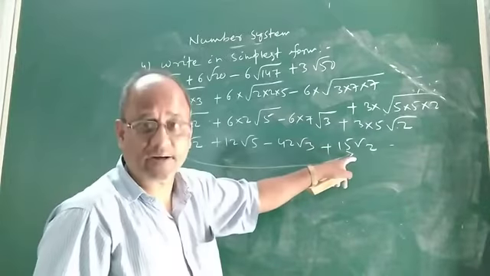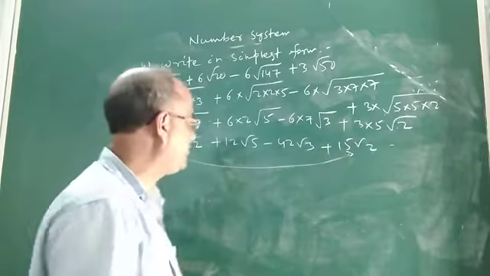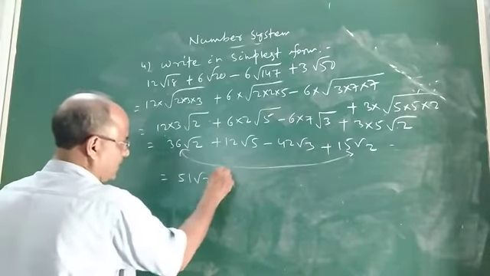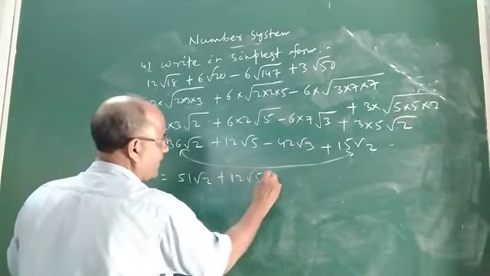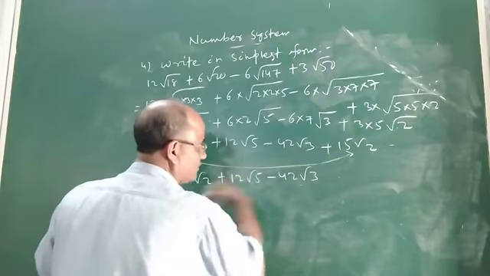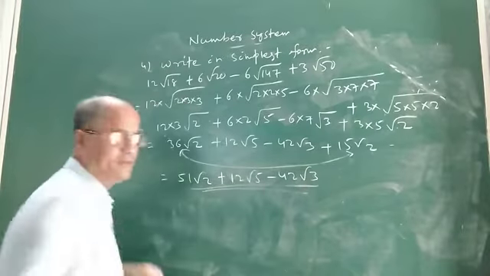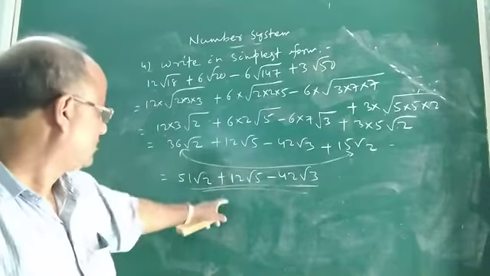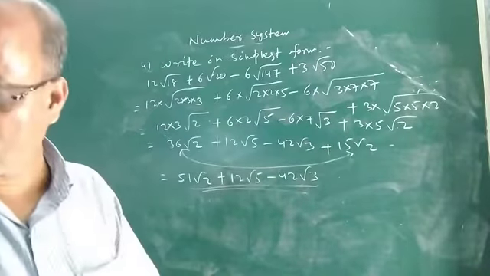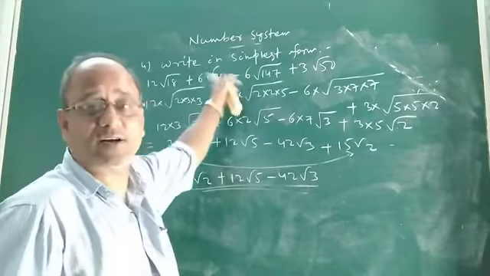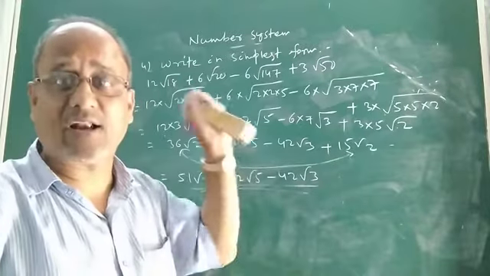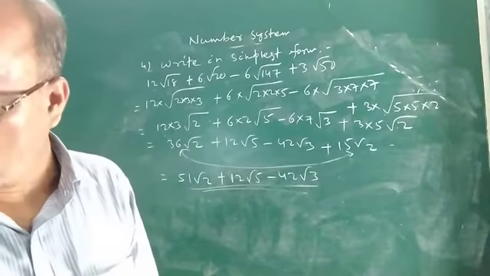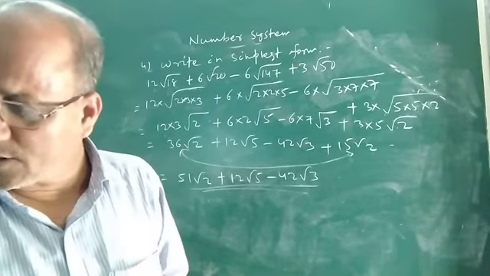36 root 2 if added to 15 root 2, it will give you how much? It will give you 51 root 2 plus 12 root 5 minus 42 root 3. See, so this will be the simplest form of the given expression containing only irrational numbers. Okay, children, I hope you understood. Okay, now let me discuss another question.